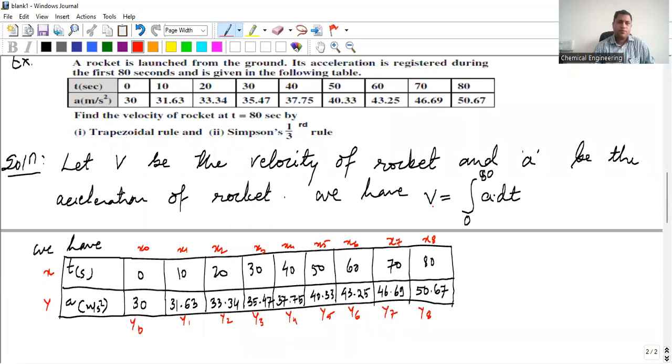Yes, sir. So we have to solve this problem using the trapezoidal rule and Simpson's 1/3 rule. For the trapezoidal rule, we don't have any problem with the number of subintervals. For Simpson's, the number of subintervals should be even. So is that even here? How many subintervals do we have here? It is going to be 8. Now, what is the value of h?